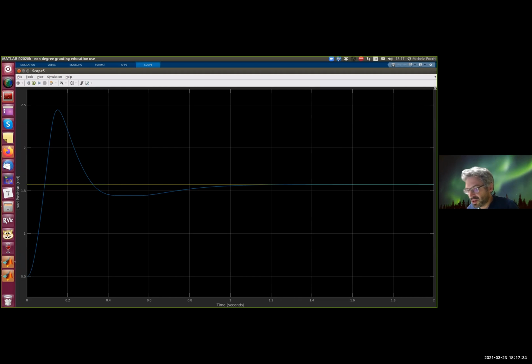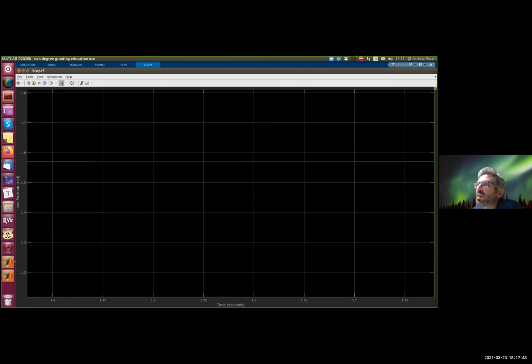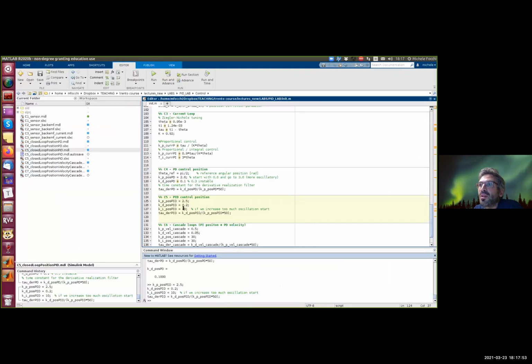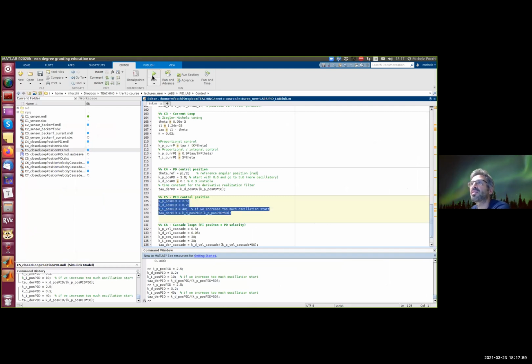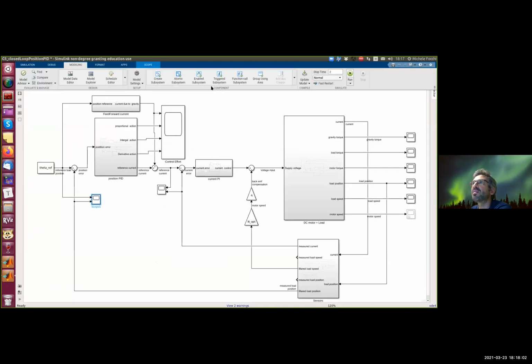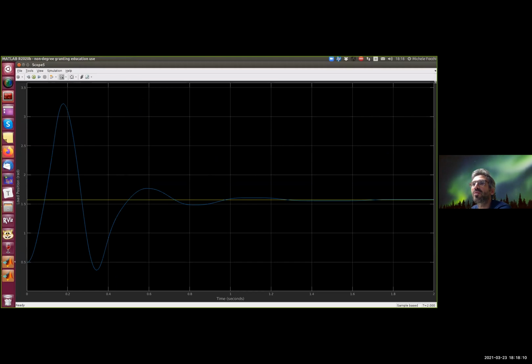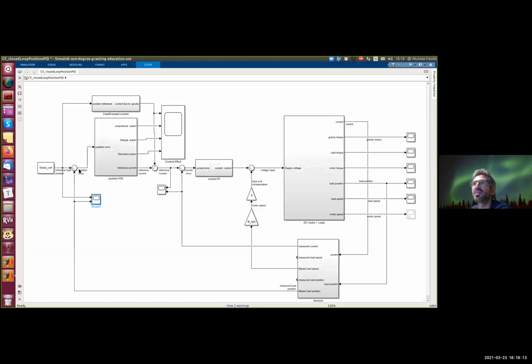And we see this response. There is one big oscillation, this plateau, and then it goes to 0. So the integral action is doing its work. We can increase the integral action even further, but as I told you, you can get oscillations and longer settling time if you do that. This is what happens if you give too much integral action.